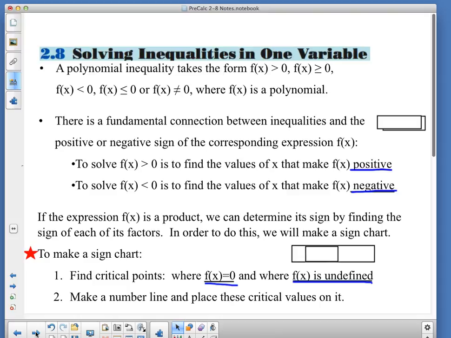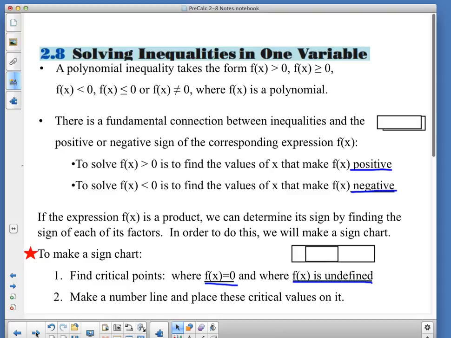F of x is less than 0, that's a negative answer. F of x is less than or equal to 0, which is 0 or a negative answer. And f of x not equal to 0. Okay, so when would that be? And where f of x is a polynomial.